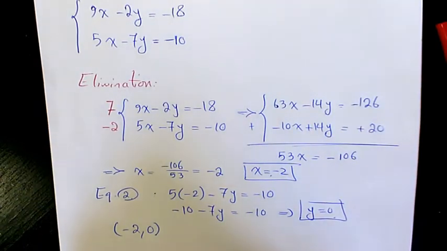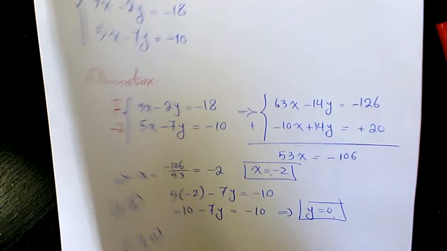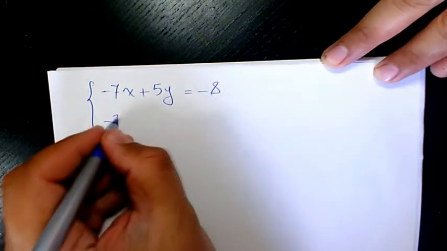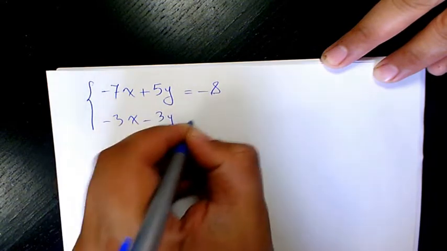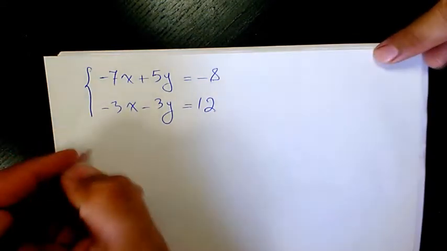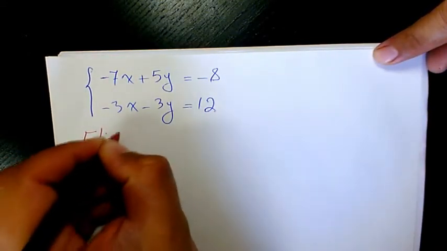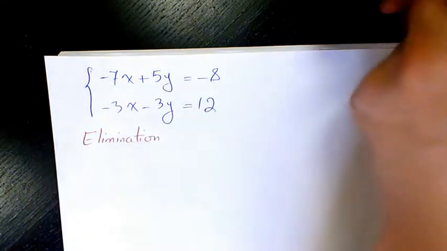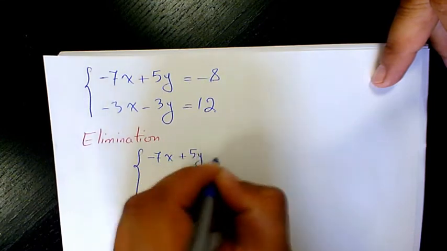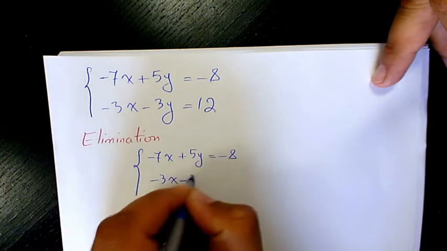Let's see another example. Negative 7x plus 5y equals negative 8. Negative 3x minus 3y equals 12. So in this example, we can use both elimination and substitution easily. Elimination method. So we have negative 7x plus 5y equals negative 8, and negative 3x minus 3y equals 12.